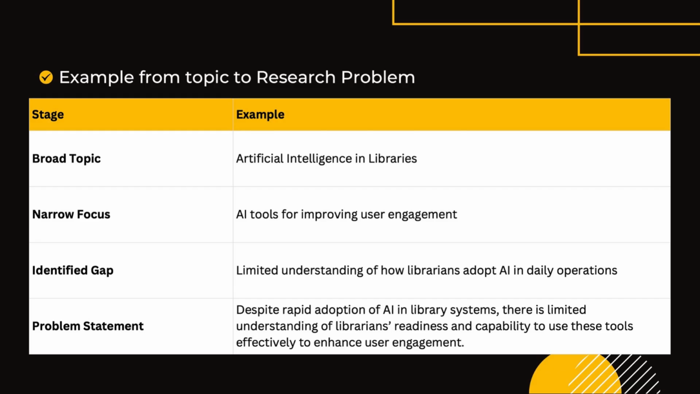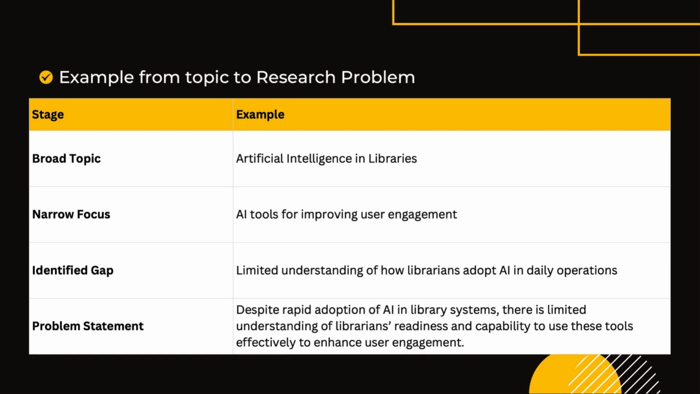Let's now look at another example, this time using artificial intelligence in libraries to see how a broad idea becomes a research problem. Stage 1. Broad topic. We begin with a general theme, artificial intelligence in libraries. This gives the study a wide but relevant starting point, something many students and professionals can relate to.